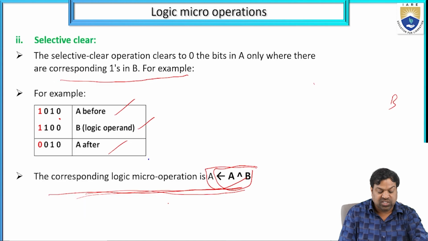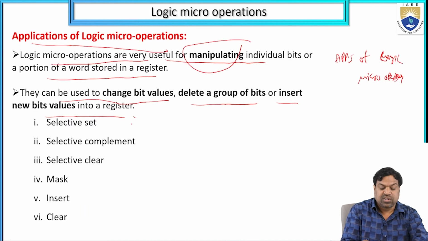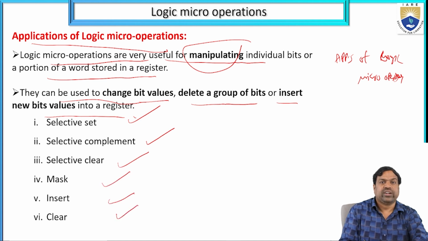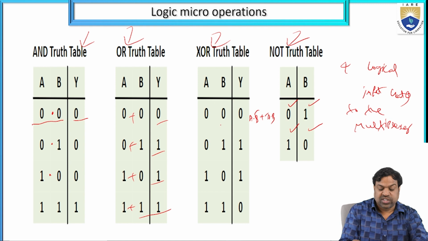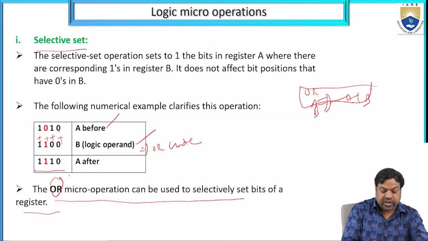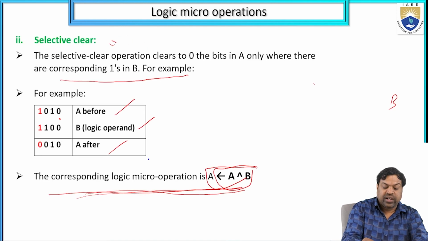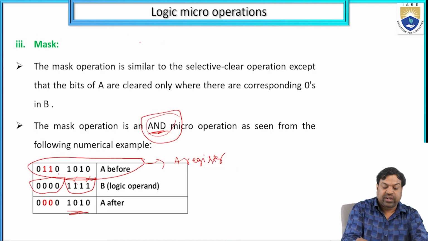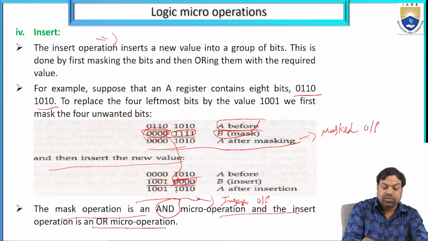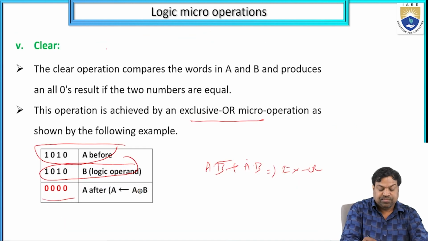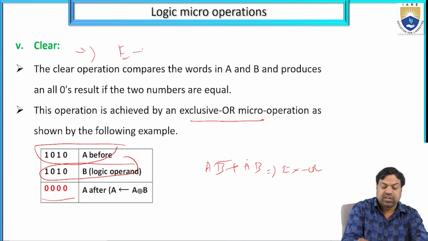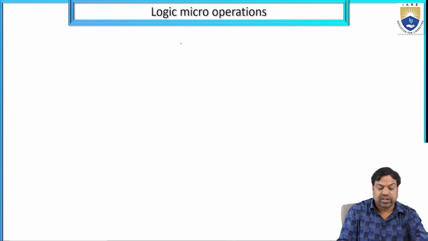So here we discussed the applications of logic micro operations: selective set, selective complement, selective clear, mask, insert and clear. In the selective set, which gate do we apply? We apply the OR gate for the selective set. Mask means I am applying the AND gate. Insert means first AND, and then the OR. For the clear operation we apply the XOR logic gate.